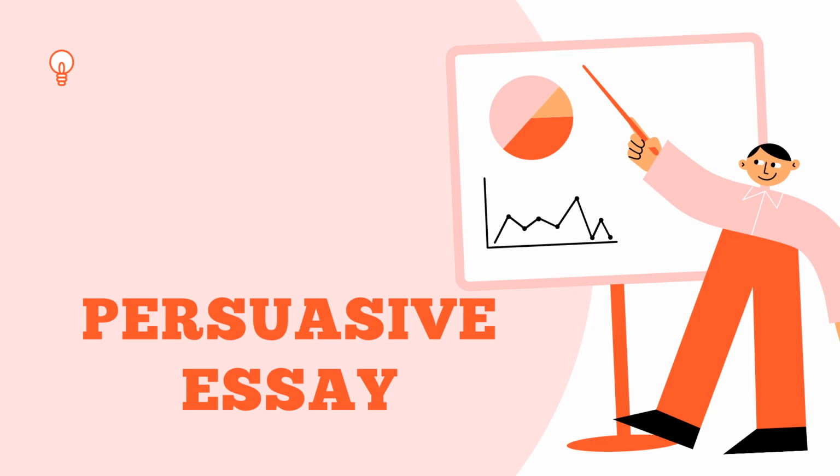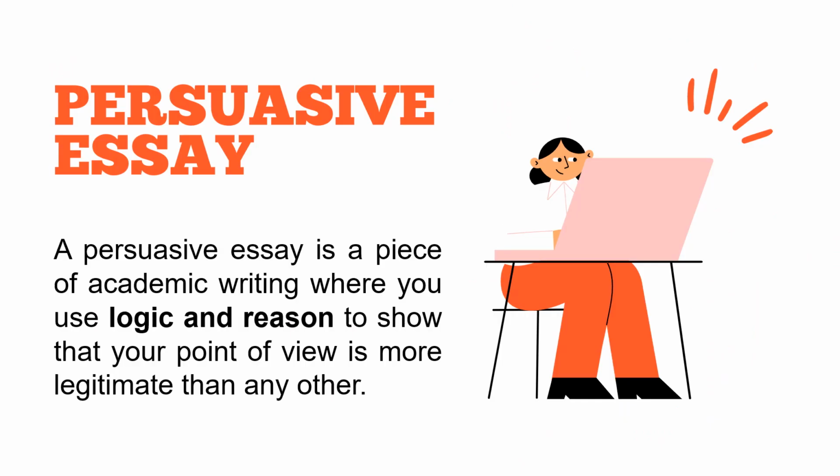A persuasive essay's main goal is to persuade the readers to believe or to change their behavior on a particular topic. A persuasive essay is a piece of academic writing where you use logic and reason to show that your point of view is more legitimate than any other. In writing a persuasive essay, it's not just about telling people that your point is correct. You also have to present logic and reason so that people will believe in your points instead of believing the other side.